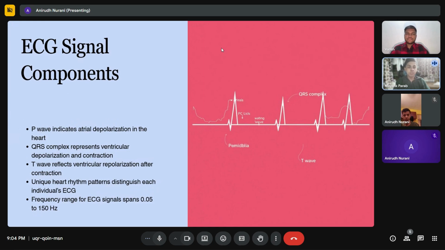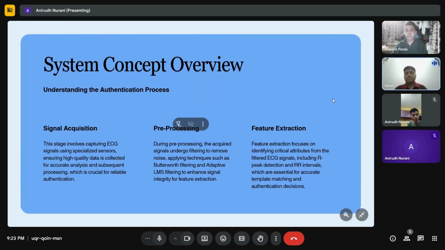The useful frequency range of ECG is between 0.05 and 150 Hz, and in our simulation, we use a sampling rate of 500 Hz to capture all signal details accurately. There are four main stages: signal acquisition, preprocessing, feature extraction, and authentication. First up, signal acquisition. In real world implementation, ECG signals would be captured from the body using electrodes and an AD8232 sensor. Since we are not using any hardware yet, we simulate the ECG signal in MATLAB using mathematical functions that resemble real heartbeat patterns.